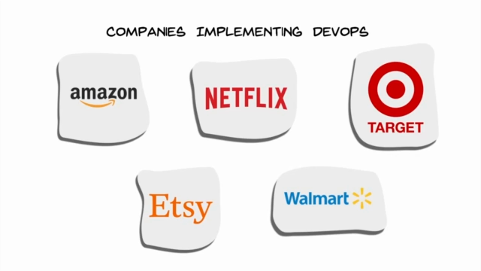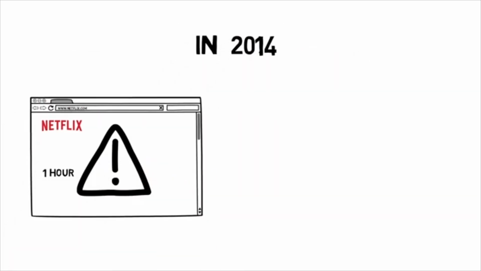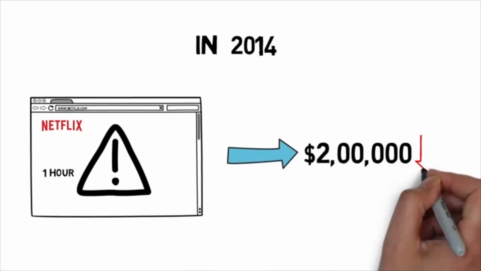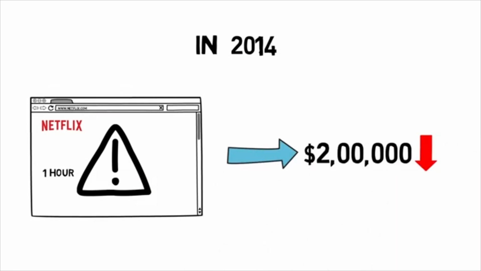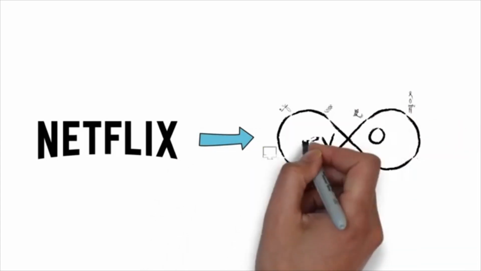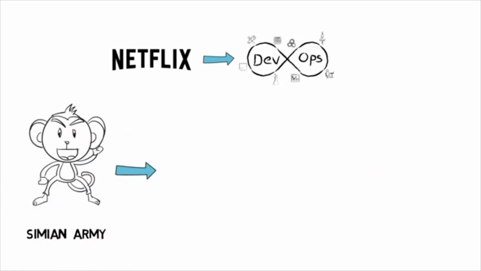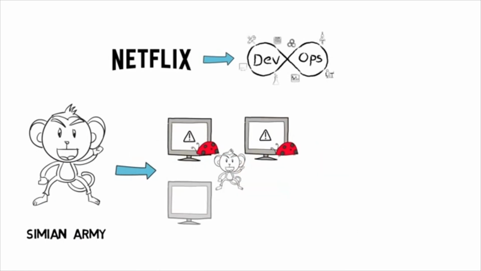In 2014, an hour of downtime for Netflix would cost it $200,000. It became absolutely crucial that Netflix prepared themselves for any sort of failure. And so, they took to the DevOps approach and implemented it in the most unique way. They developed a tool called the Simian Army. This tool created failures and automatically deployed them in an environment that did not affect the users.